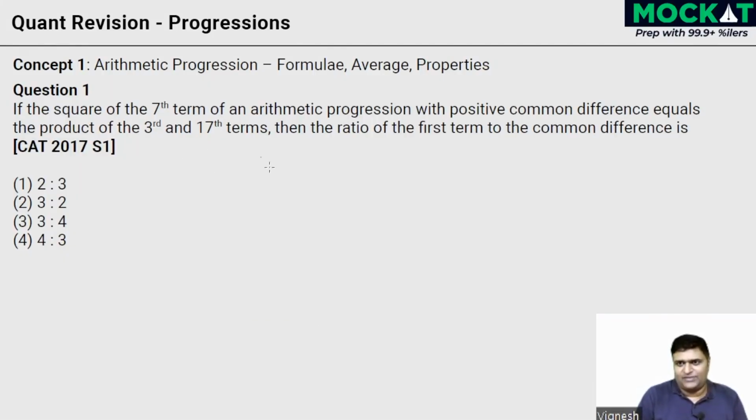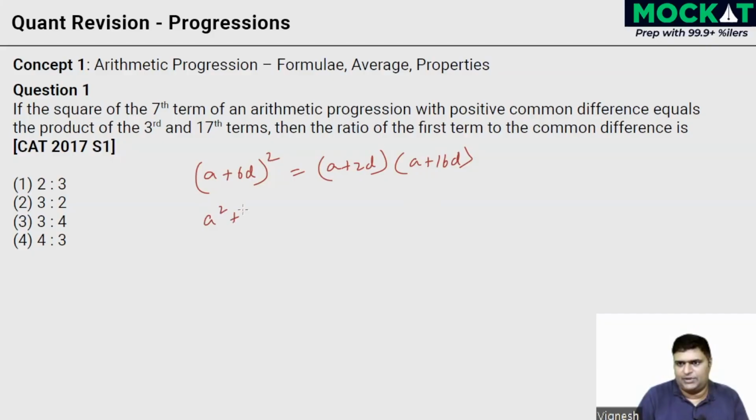If the square of the seventh term of an AP, the seventh term would be A plus 6D, A plus n minus 1 into D, with positive common difference, find D is positive, equals the product of the third and the 17th terms. Third is A plus 2D, and 17th is A plus 16D. I shouldn't make a mistake with that.